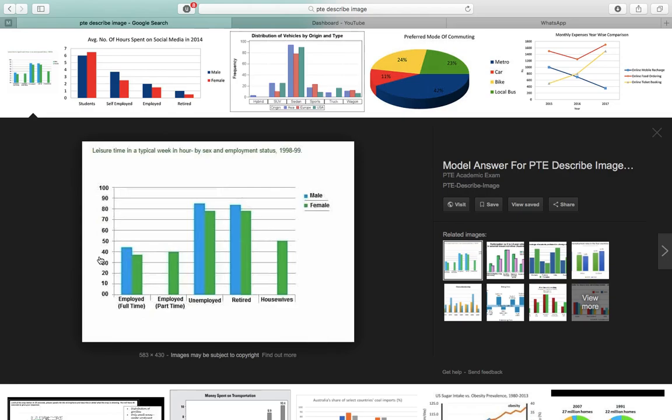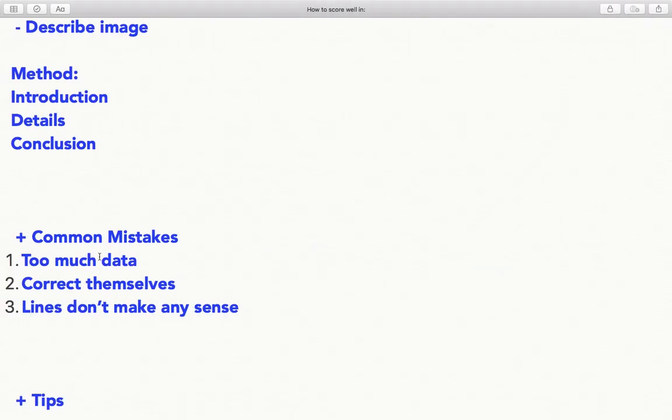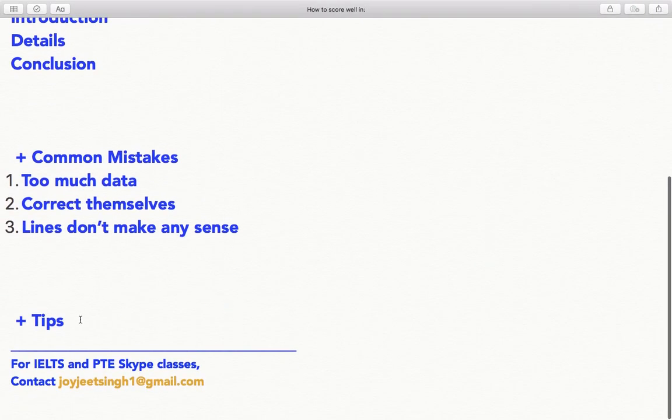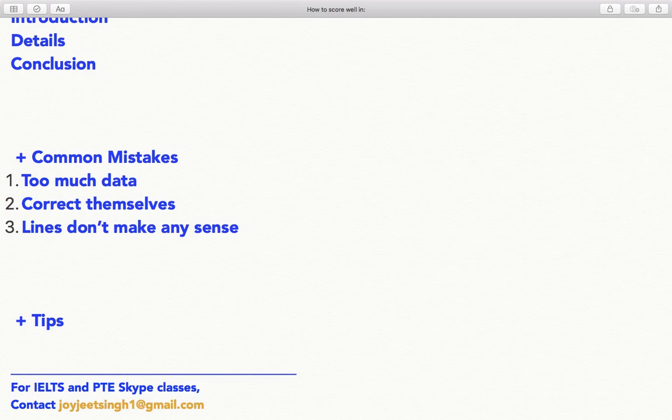It's simple as that. So these are the three common mistakes that I notice with most students. So keep these three in mind. Hopefully you won't repeat them. Okay guys, so the tips on how you can improve the describe image part. Now, I don't have too many of them, but there's one that has worked perfectly with most of my students, and I hope it would work with you as well.